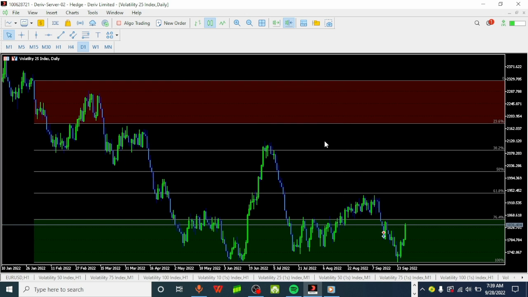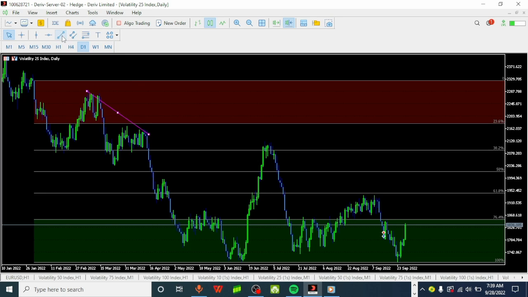So here we've got our red zone and our green zone. Our red zone represents the supply zone. Then our green zone represents the demand zone, as you can see. And as I have told you guys before, you always buy whenever price is in that green zone, that demand zone, and you always sell whenever price is in that red zone, which is the supply zone. So this one is the supply zone here.